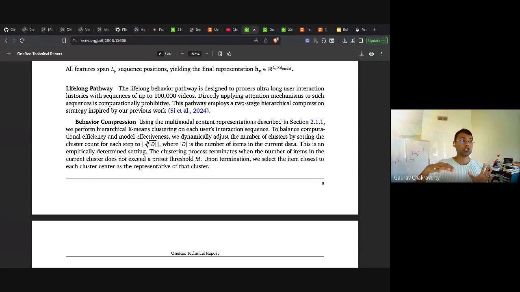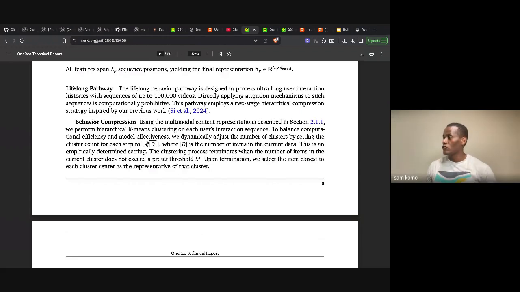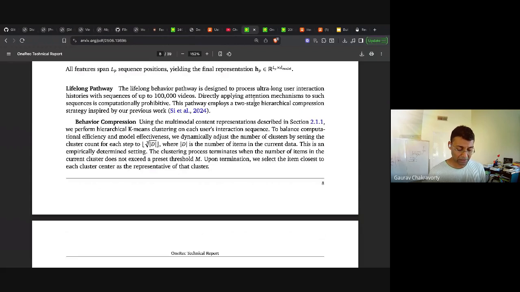Imagine these queries are like filters, like different interests. They look at your long history and summarize whether you have that interest. For each user, they take your last 2,000 videos, and they have a cross attention on top of that, using 128 learned query vectors. And two blocks of that.